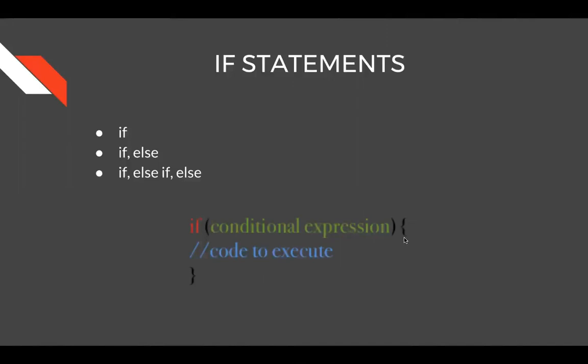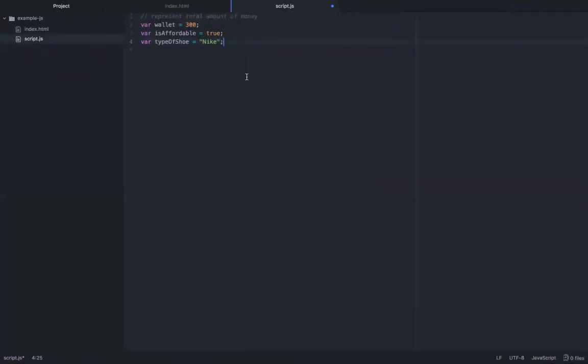And then it's followed by curly brackets, and inside the curly brackets is the code that you want to execute if whatever is in this green lettering turns out to be true. So let's look at an example. Let's say I wanted to buy a pair of shoes only if they're Nikes.